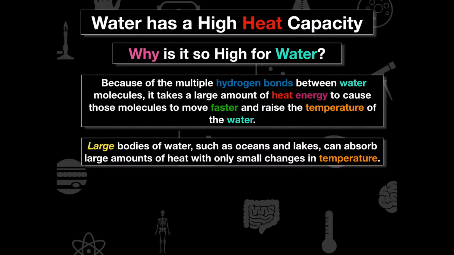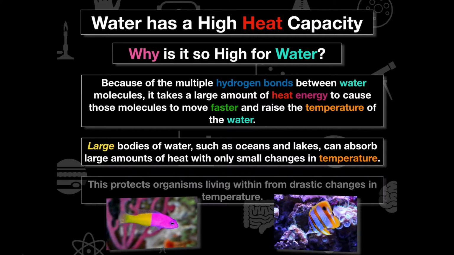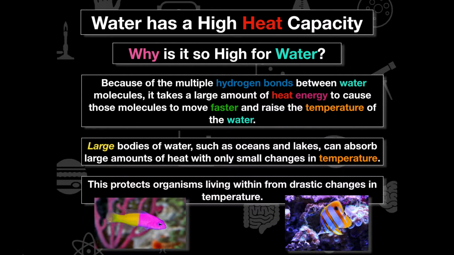So large bodies of water, such as oceans and lakes, can absorb large amounts of heat with only small changes in temperature. If you ever go down to the beach in New Jersey or New York in September and October, the actual water temperature still remains in the 70s or 80s sometimes, but the air temperature can be in the 60s, 50s, or even 40s. And the other thing that we can see here is this is going to protect the organisms that are living in these environments from drastic temperature changes.